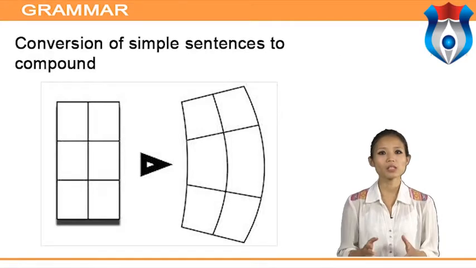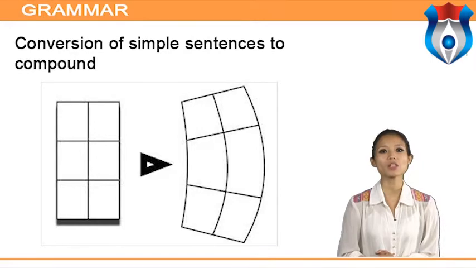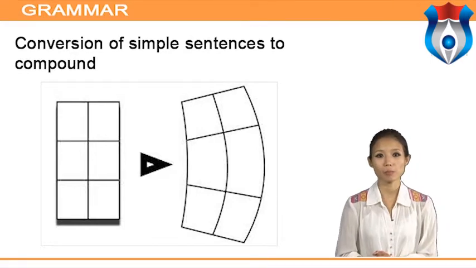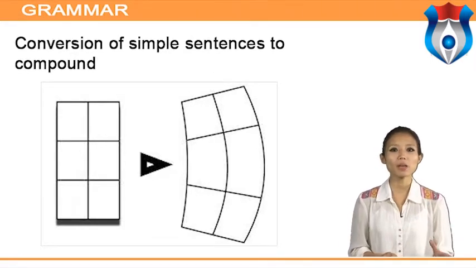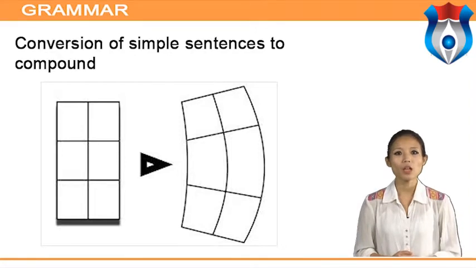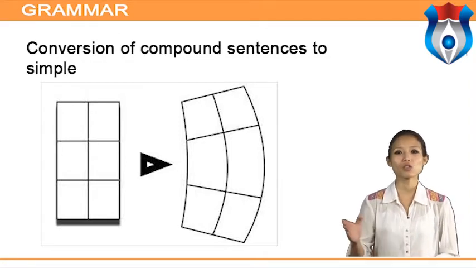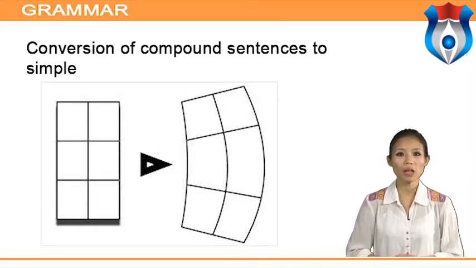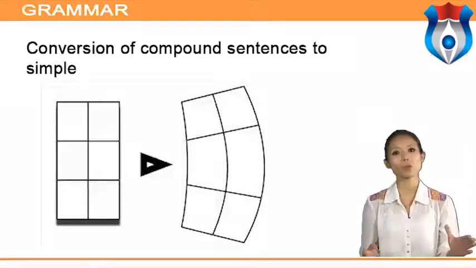Conversion of simple sentences to compound. He must work very hard to make up for the lost time. Simple. He must work very hard and make up for the lost time. Compound. Conversion of compound sentences to simple. He finished his exercise and put away his books. Compound. Having finished his exercise, he put away his books. Simple.